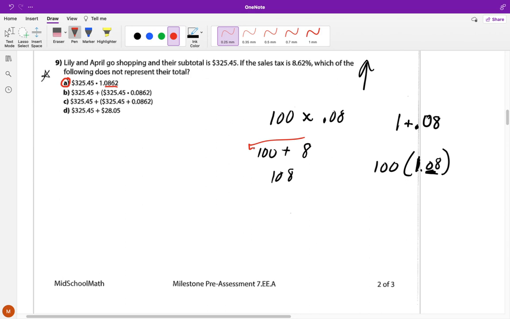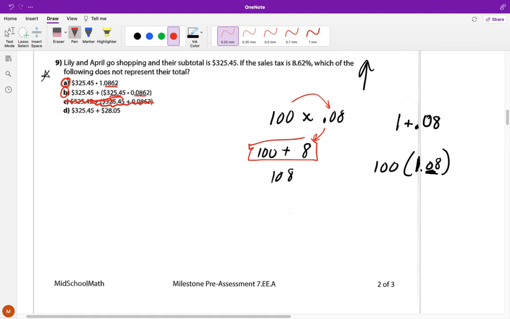What we did here is we took the original amount, multiplied it by the sales tax, and then added it back to it. And that's what they're doing here: the original amount multiplied just by the sales tax and adding it back to it. So that one works as well. This one doesn't work because it's the exact same thing as B, but they're adding the sales tax to it and not multiplying. So we know C doesn't work.